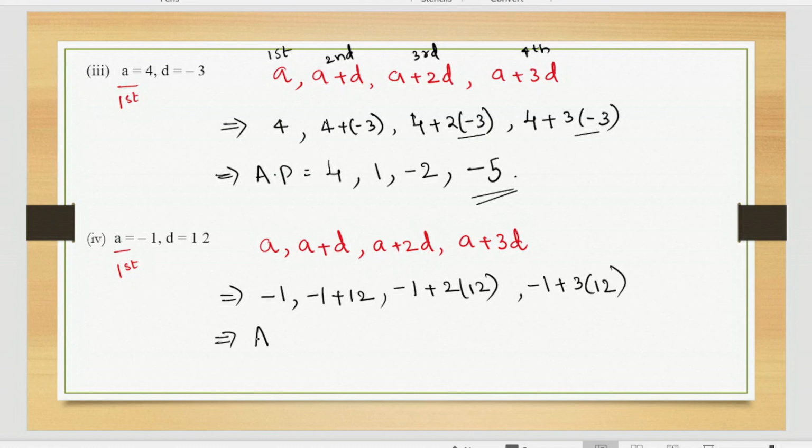So the 4 terms of the AP are minus 1. Here we have minus 1 plus 12 is 11. Here we have minus 1 plus 24 is 23. This one is minus 1 plus 36, which is 35. So these are the 4 terms of the AP.